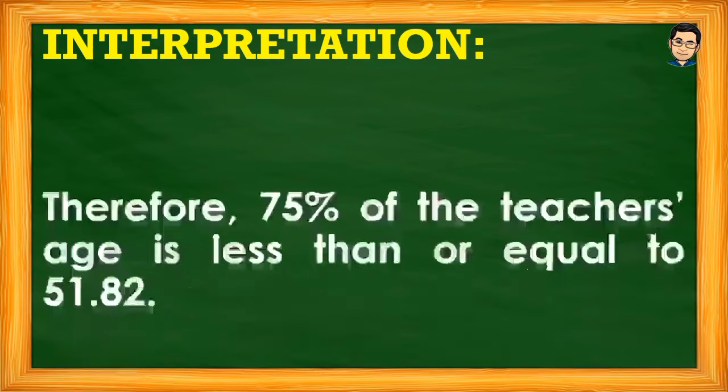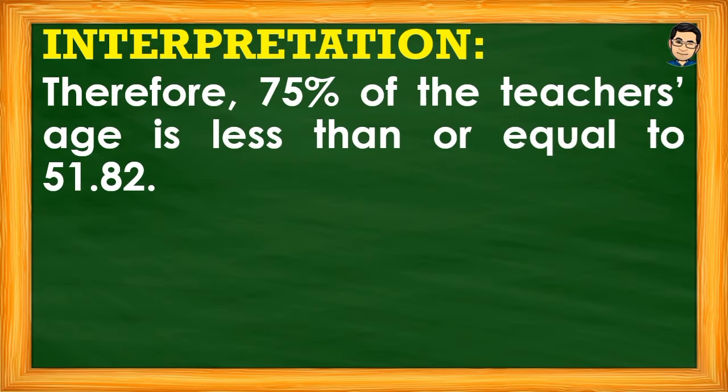For our interpretation, therefore, 75% of the teacher's age is less than or equal to 51.82. Okay, so, ayan po yung ating nakuhang sagot. So, ibig sabihin, maaaring 75% ng mga teachers, ayan, may edad na 52 pababa. And then yung mga edad na 52 pataas, ayan, 25% lang po yun ng ating distribution.